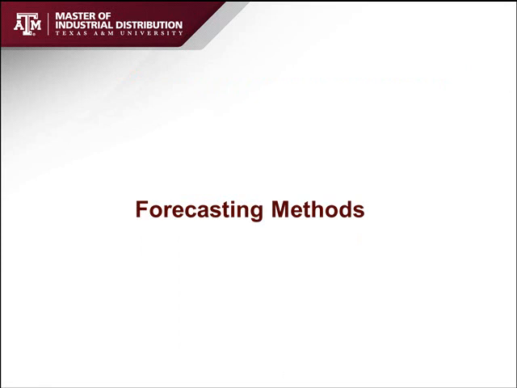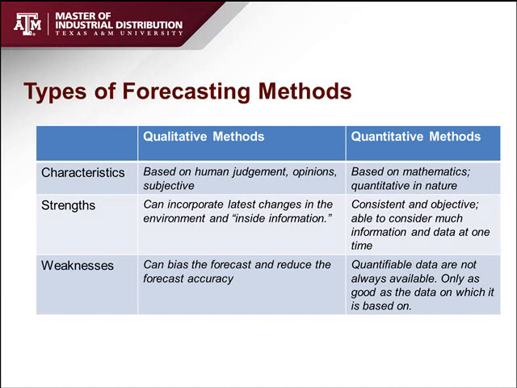In the next couple of slides, we will discuss various forecasting methods, but remember, this is not a complete list of forecasting methods out there. We broadly define forecasting methods under two categories. One of them is the qualitative method, which is based on human judgment, opinions, and is subjective. And the other one is a quantitative method, which is based on mathematics, and therefore quantitative in nature. Right? Each one of them has some strengths and weaknesses.